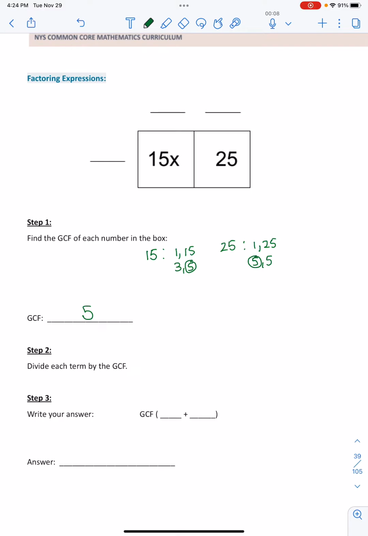So step 2 says to divide each term by that greatest common factor. So here's my greatest common factor, and I'm going to divide 5 into 15. And if you notice, when I divide 5 into 15, the result is 3. And I'm going to bring up my x. And 5 goes into 25 5 times.